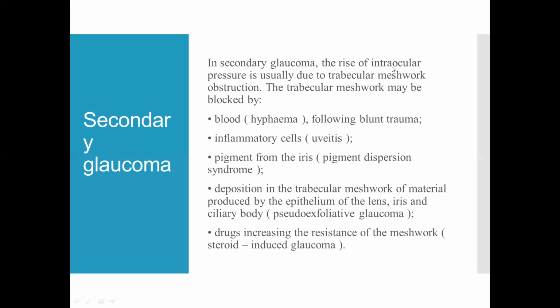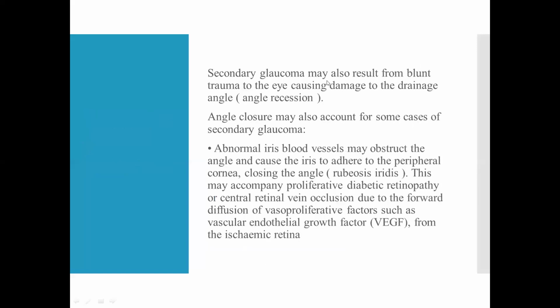In secondary glaucoma, the rise of intraocular pressure is usually due to trabecular meshwork obstruction. The trabecular meshwork may be blocked by blood following blunt trauma, inflammatory cells in uveitis, or pigment from the iris, such as in pigment dispersion syndrome. Deposition in the trabecular meshwork of material produced by the epithelium of the lens, iris, and ciliary body occurs in pseudoexfoliative glaucoma, and drugs increasing the resistance of the meshwork cause steroid-induced glaucoma. Secondary glaucoma may also result from blunt trauma to the eye, causing damage to the drainage angle, which is angle recession.